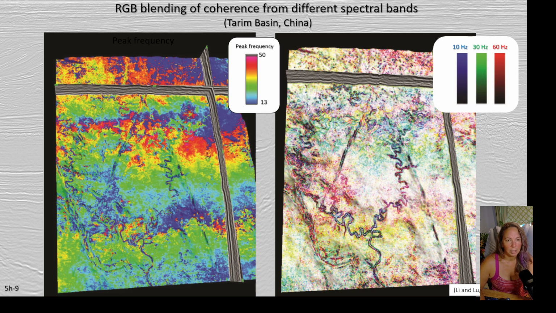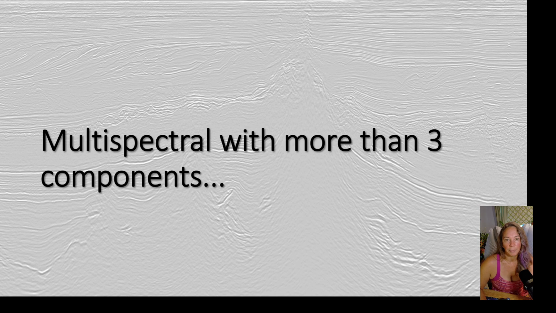And so here's an example looking at the peak frequency on the left-hand side and then picking out the frequencies that are really important. In this case, it's an RGB blend of 10, 30, and 60 hertz. And you can very clearly see the continuation of this channel system in the multispectral coherence.